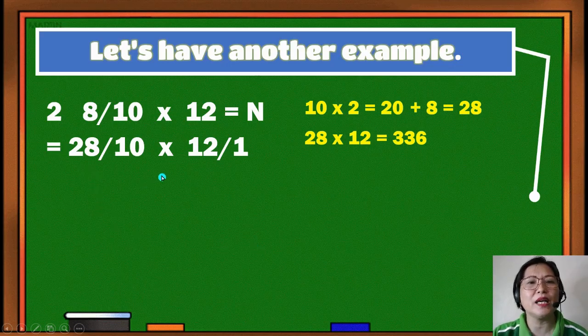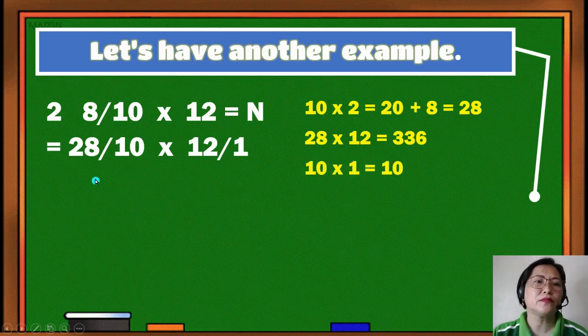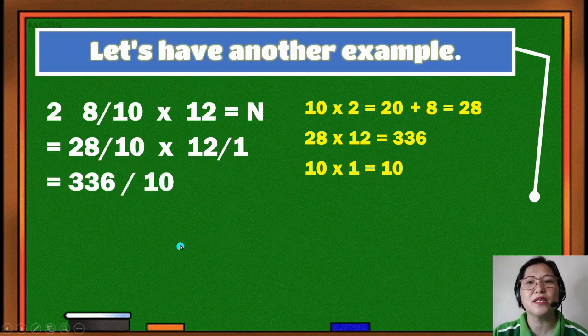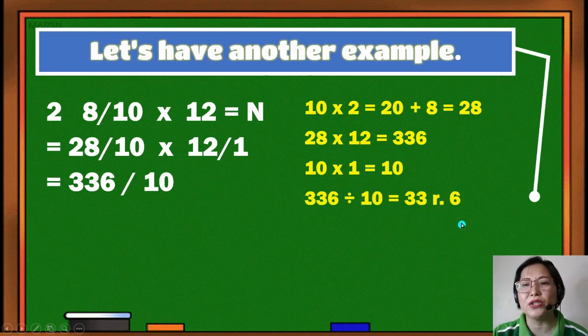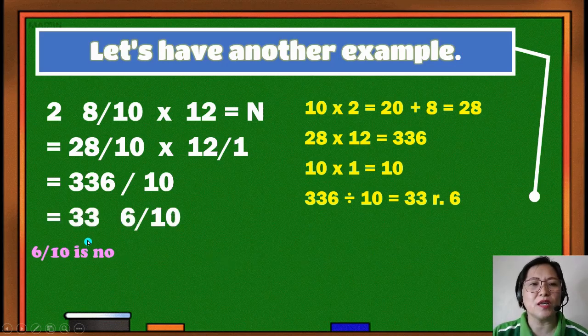So that's 28 times 12 equals 336 and 10 times 1 equals 10. So 28/10 times 12/1 equals 336/10. And again, we have to reduce it to lowest term because it's an improper fraction. So we will divide 336 by 10. And the answer is 33, remainder 6. So 33 becomes the whole number and 6 becomes the numerator over the denominator 10.